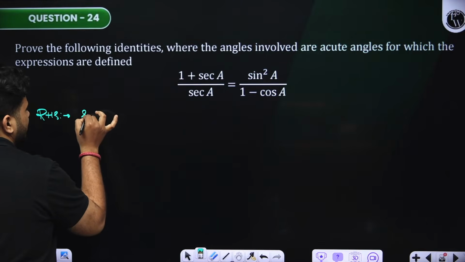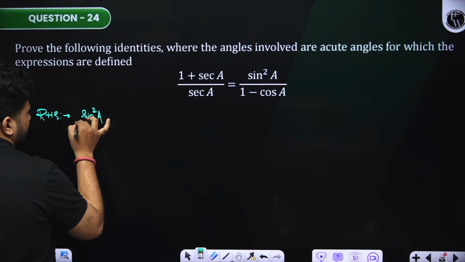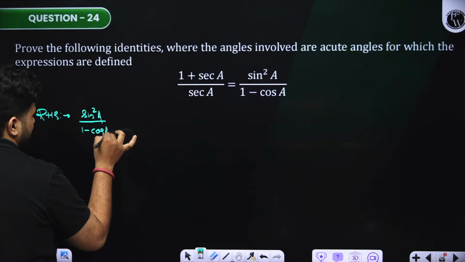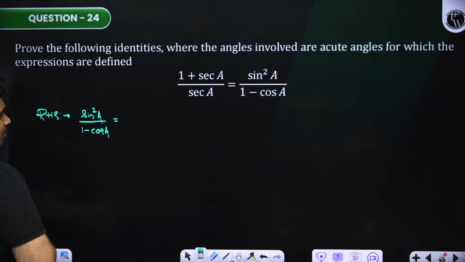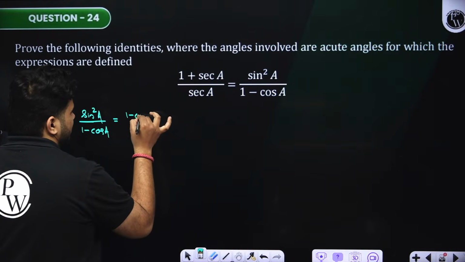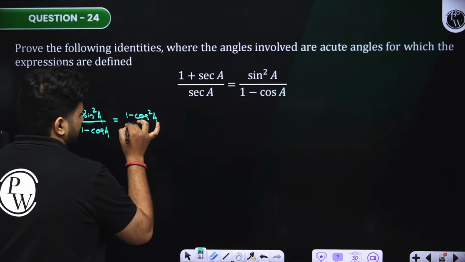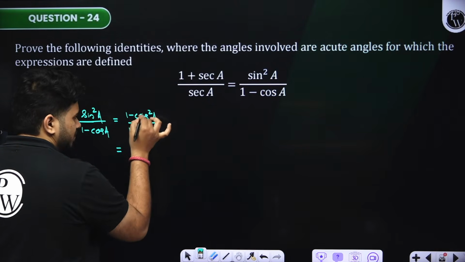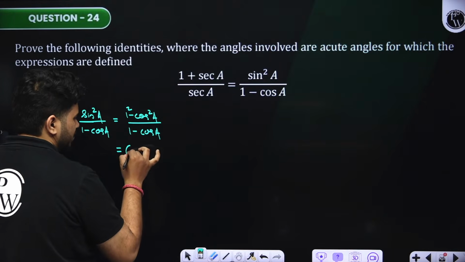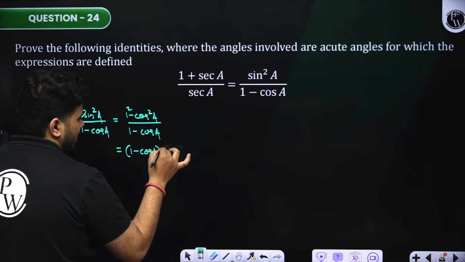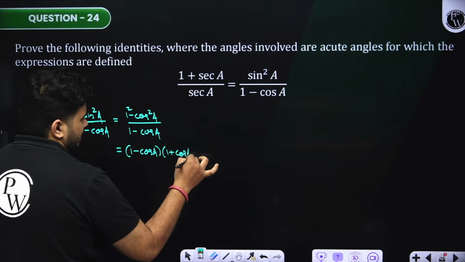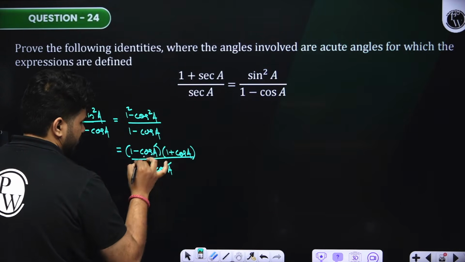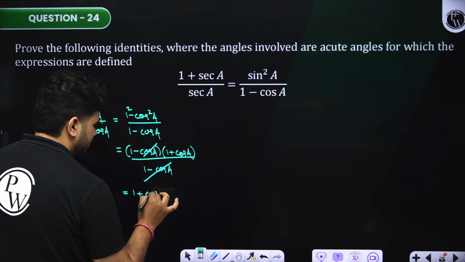Fine. So here you have sin square a divided by 1 minus cos a. Clear? So sin square a, what can you do now? Can you write it down as 1 minus cos square a? Divided by 1 minus cos a over here. Now from here students, 1 square minus cos square a can be written as 1 minus cos a multiplied by 1 plus cos a, and this whole divided by 1 minus cos a. So from here we know that these both will get cancelled. We have 1 plus cos a over here.